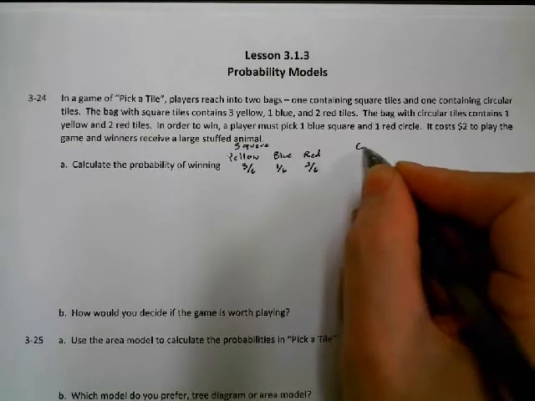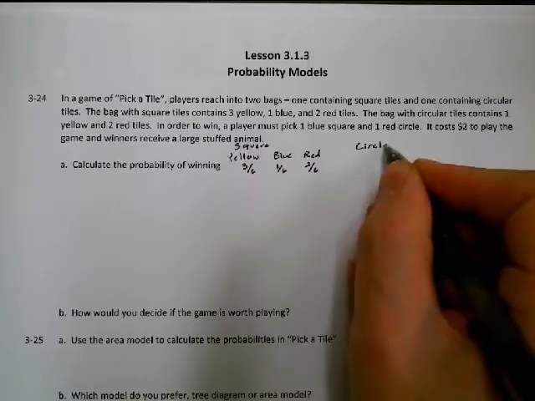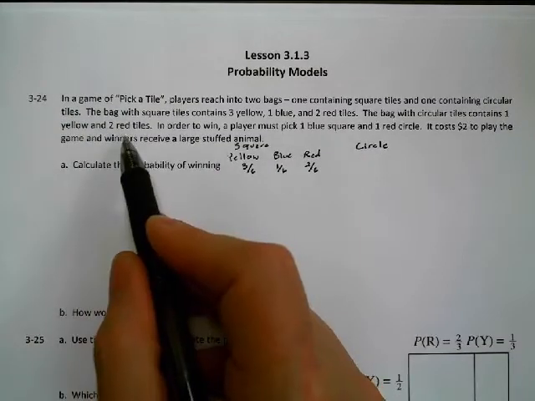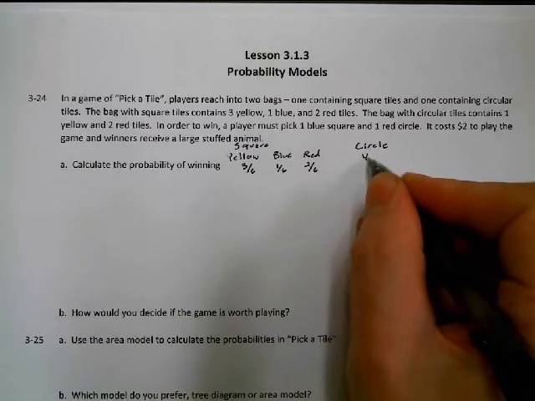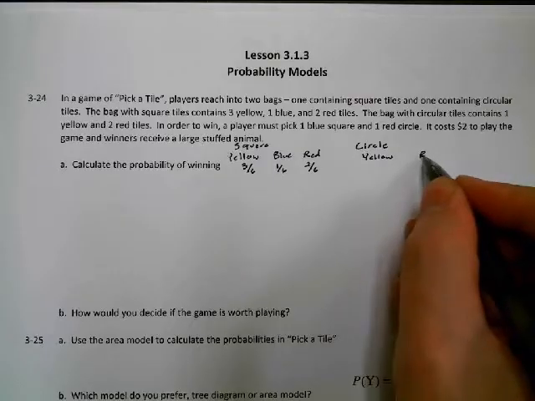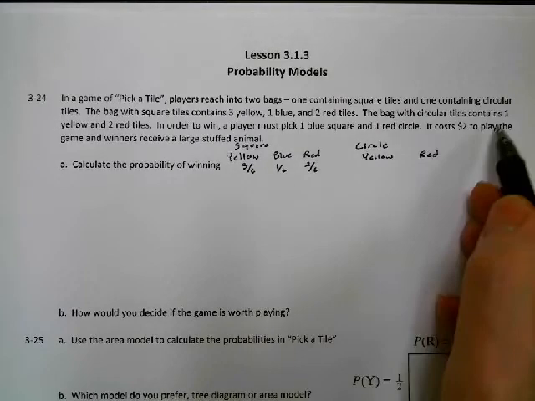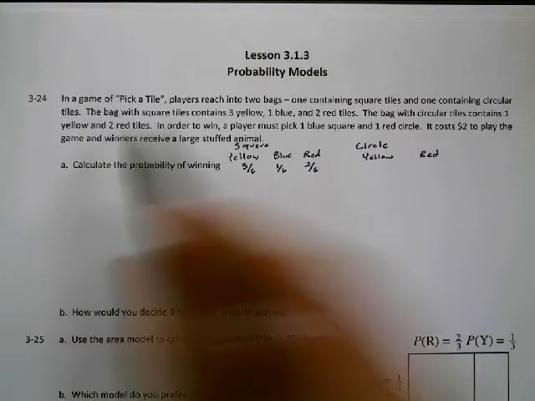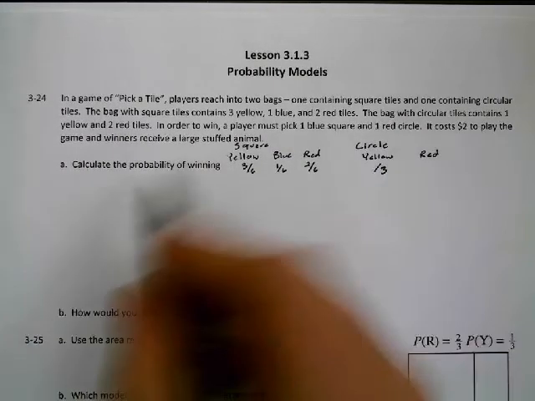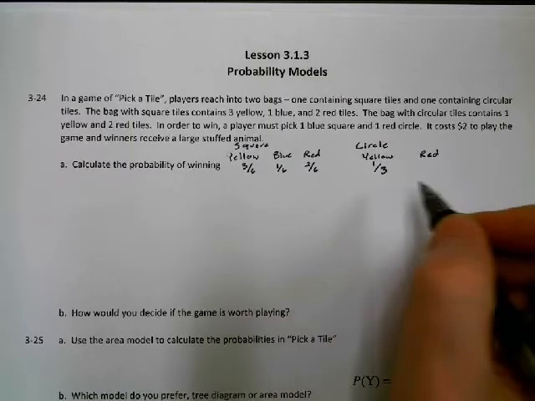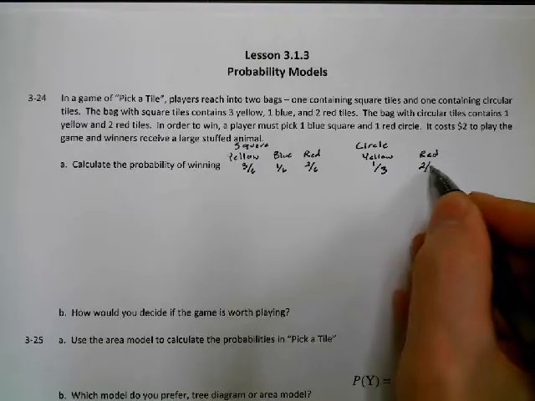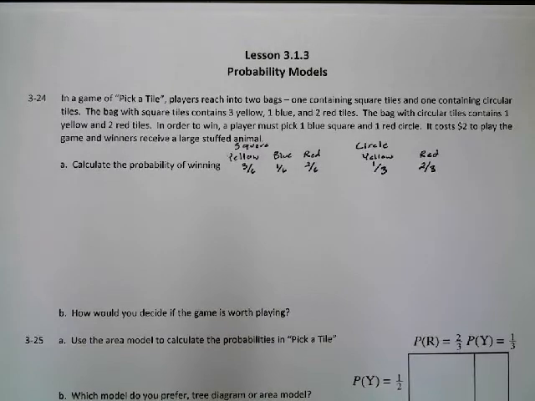If you have the circle bag that you're picking from, there are 2 outcomes. We've got a yellow and we've got red. Now in the bag with circles, there's 1 yellow and 2 reds, so there are 3 possible things to pull. One of them's yellow, so you have a 1/3 chance of getting yellow, and 2 of them are red, so you have a 2/3 chance of getting a red.